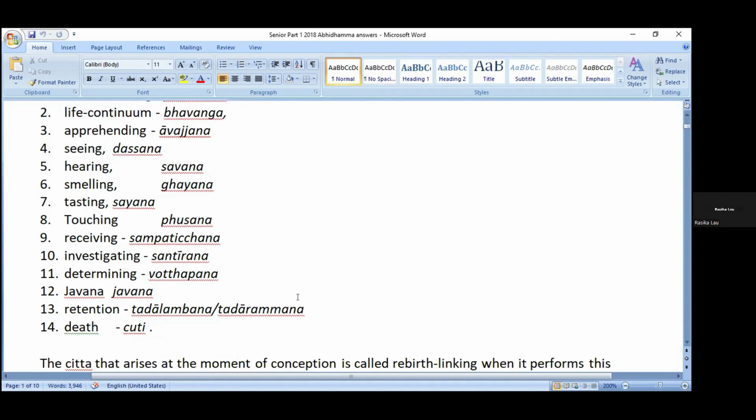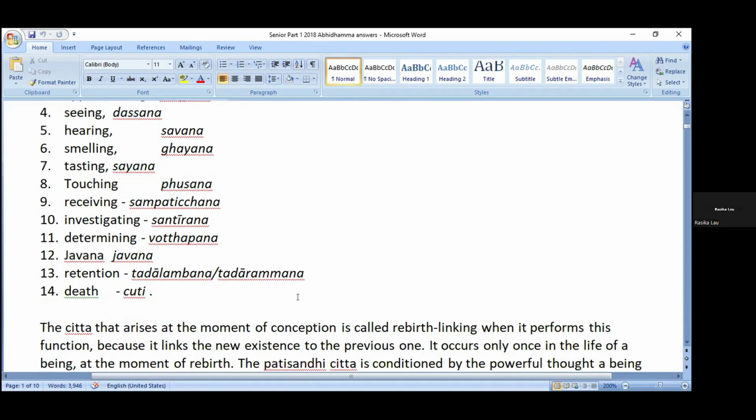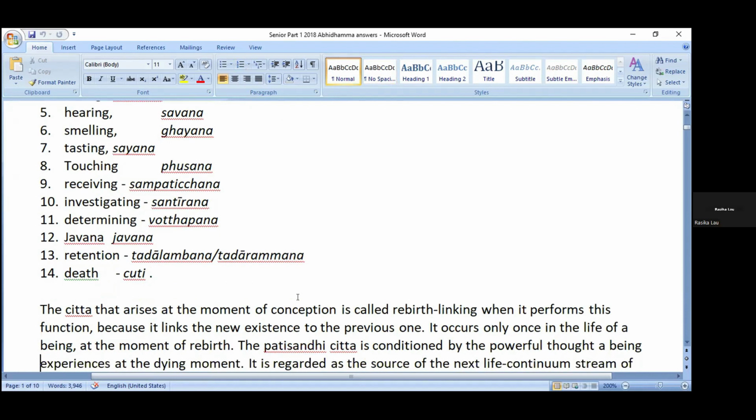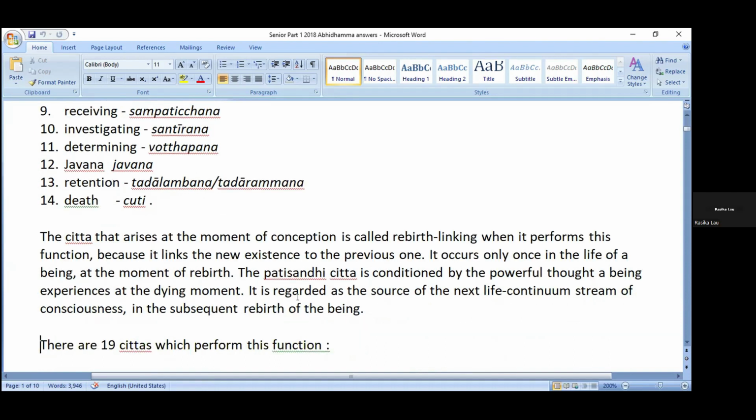The chitta that arises at the moment of conception is called rebirth linking. When it performs this function, it links a new existence to the previous one. So it occurs only once in the life of a being. At the moment of rebirth, the Pati Sandhi Chitta is conditioned by the powerful thought experienced at the dying moment. It is regarded as the source of the next continuing consciousness in the subsequent rebirth of the being. So as mentioned, 19 of them perform this function.